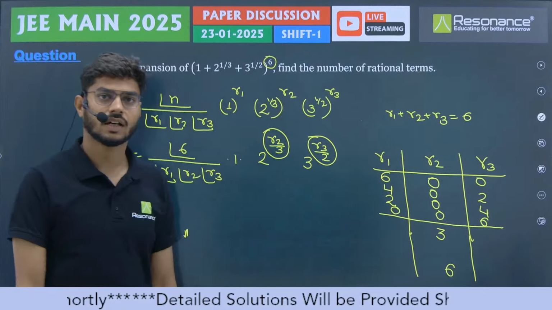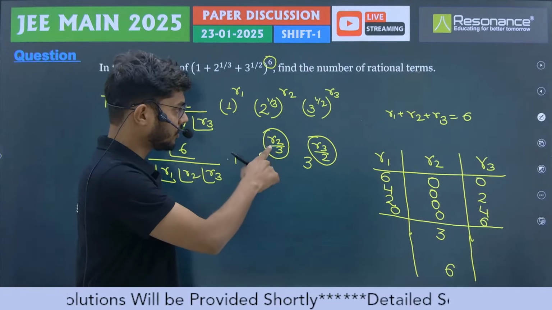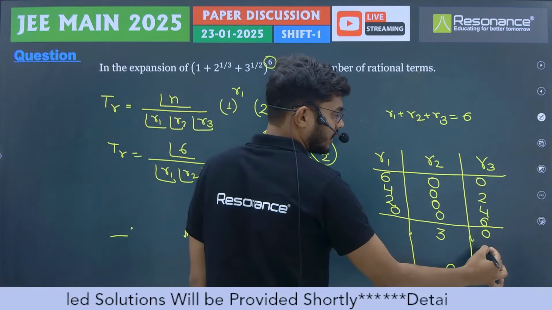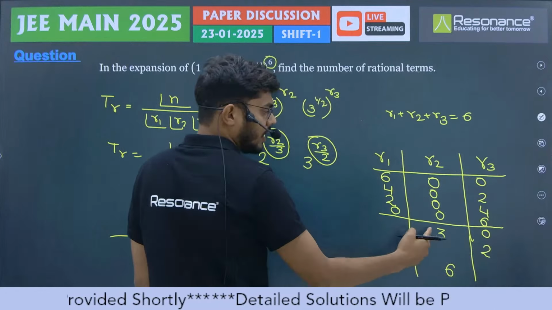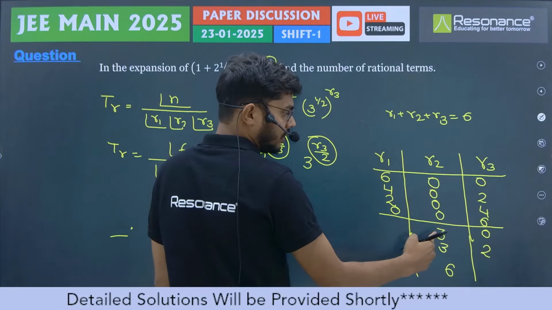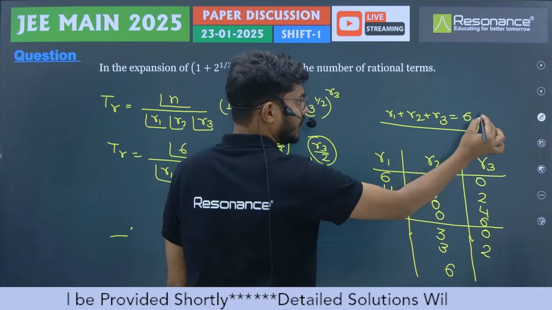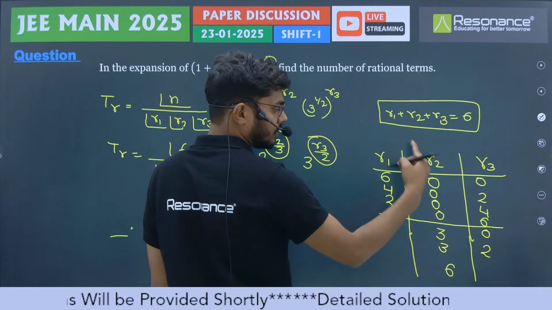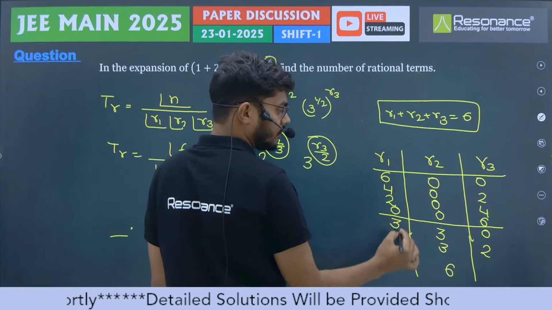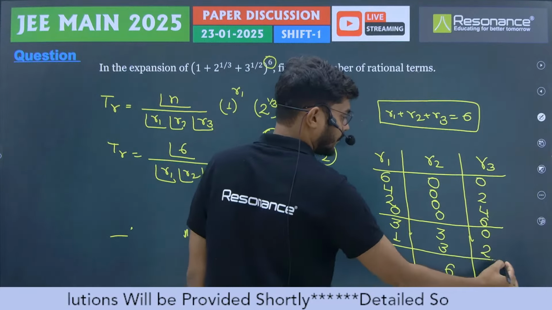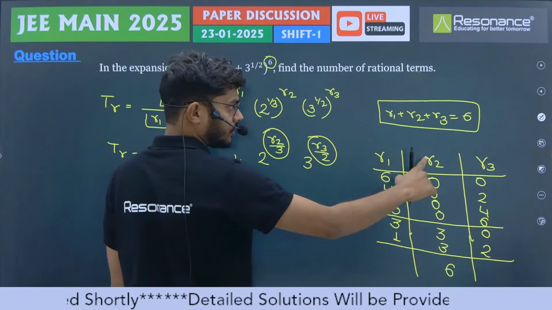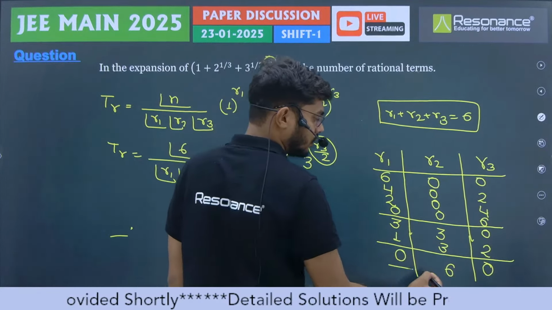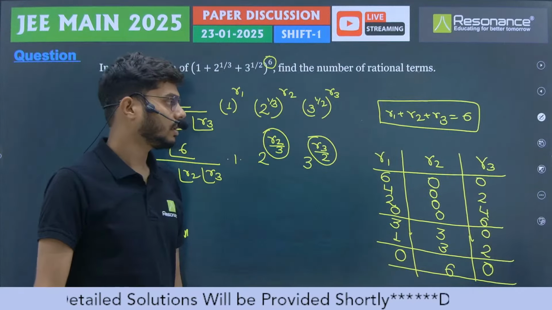What will happen when r2 is 3? R2 should be a multiple of 3, so what is r3 possible? Either it can be 0 or it can be 2. If r2 is 3 and r3 is 0, what should r1 be? Can I say r1 should be 3? If r2 is 3 and r3 is 2, what is r1? R1 should be 1. The last case, when r2 is 6, r3 should be 0 and r1 should be 0, such that the addition is 6.